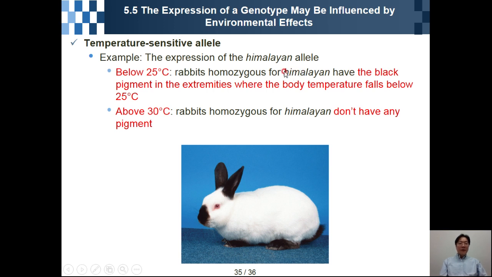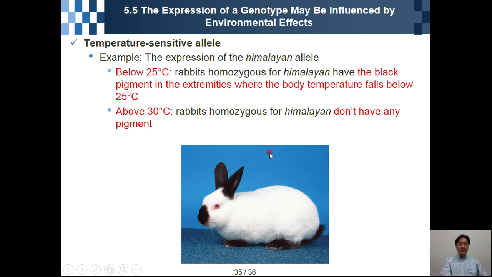Because the Himalayan gene encodes black color below 25 centigrade. But above 30 centigrade, rabbits homozygous for Himalayan don't have any pigment, because in the center of the body the temperature is around 37, above 30, so they don't have any pigment in the body, even though they have the Himalayan genotype.